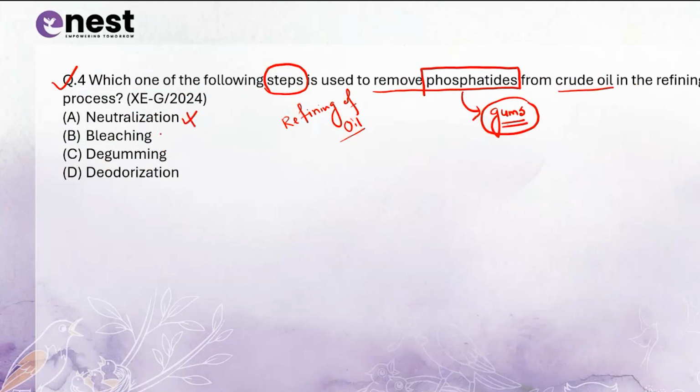Option B is bleaching. Bleaching means the removal of color with the help of kaolin clay, diatomaceous earth, charcoal. Please remember these bleaching agents, and fuller's earth.